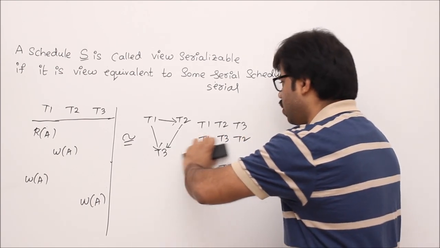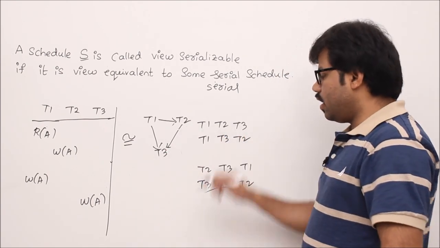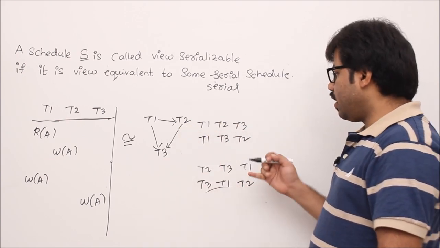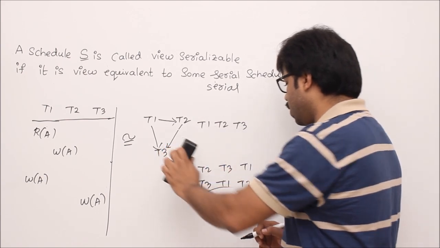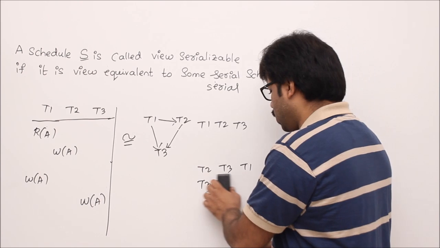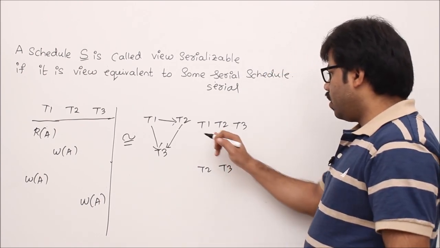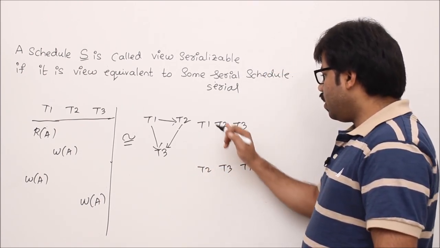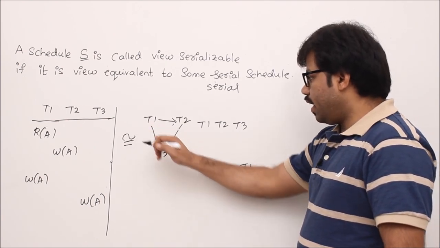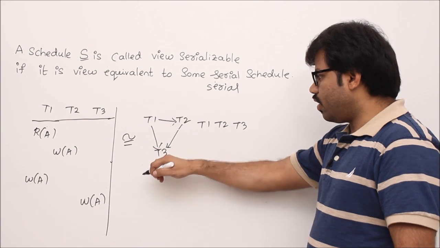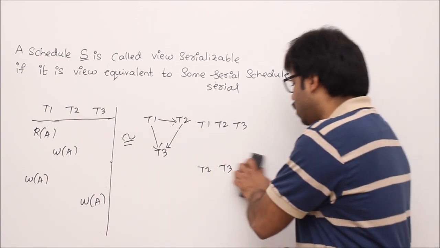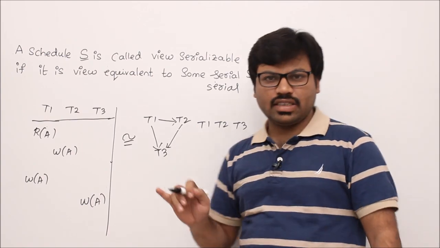Now we'll see this edge T2 to T3. In a serial schedule, the order between T2 and T3 should be T2 to T3. Then cancel the T3, T2 ones. Now we have T2, T3 remaining. One more condition, T1 to T3. Take the schedules having T1 before T3, and cancel T3 before T1. So now you have only one serial schedule satisfying this condition.